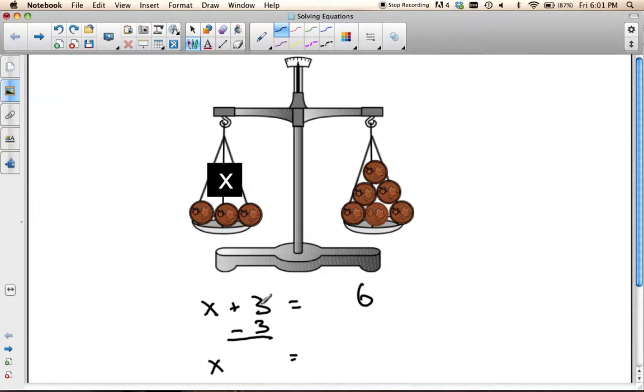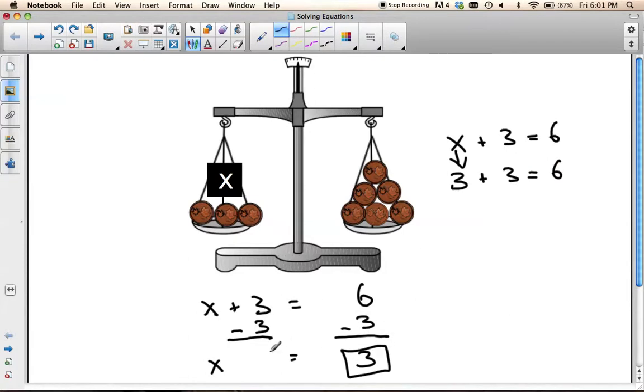But if I subtract 3 pennies on this side, my scale won't be balanced, so I have to subtract 3 pennies on the other side. 6 minus 3 gives me 3. That tells me my x is equal to 3, and I can check to make sure that makes sense, because we just said that my x, the number that I don't know, plus 3 should equal 6. Well, we said x was equal to 3, so if I write down 3 instead of my x, plus the 3 that we have, I get 6. I know that 3 is the right answer for x.